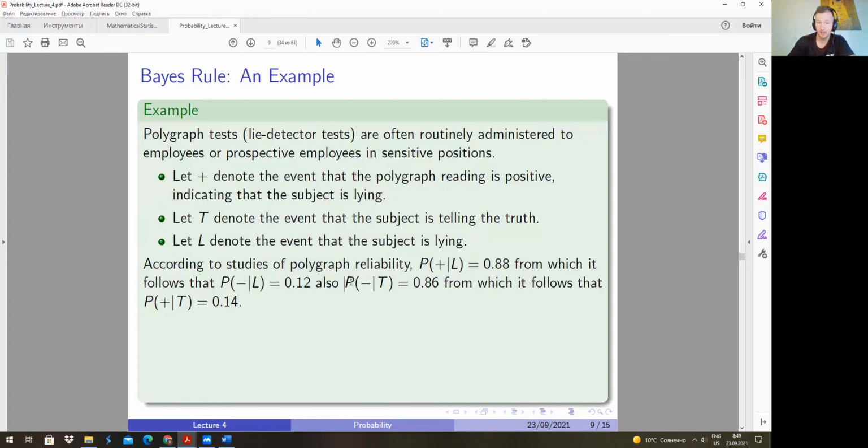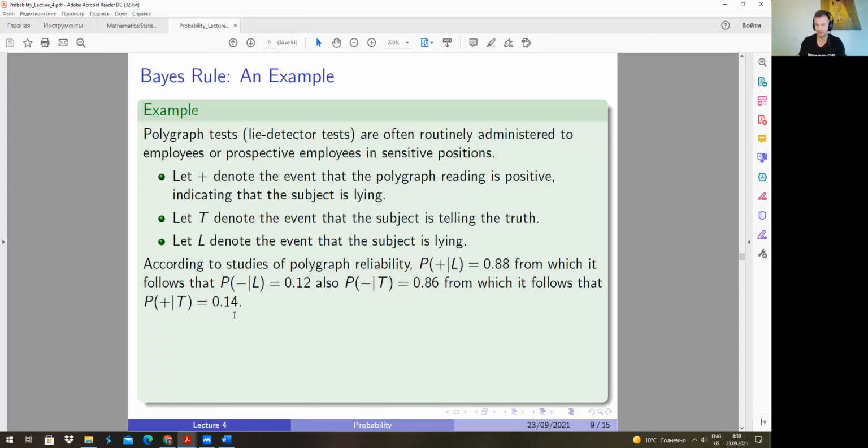And also the probability of a negative decision when the person tells the truth is 86%. Which means that in 14% of the cases, the person tells you the truth, but the machine thinks that the person lies, and the machine tells you that the person is a liar.